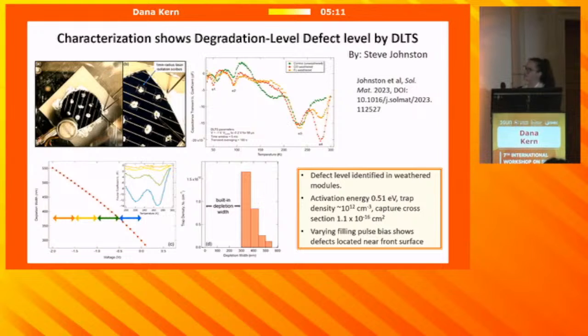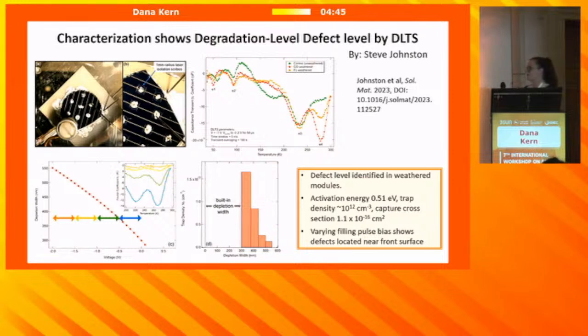So since the cells are still electrically functional, after we extract them from the module, we can do measurements like this. This is a capacitance type measurement called deep level transient spectroscopy by Steve Johnston. He would further isolate smaller 1 millimeter areas for the capacitance measurements, and he identified a defect level here labeled as E4 that was present in both of the weathered types of modules but not present in the control.